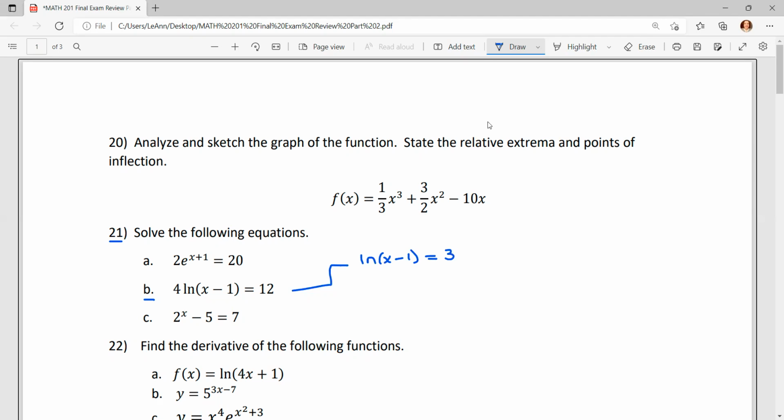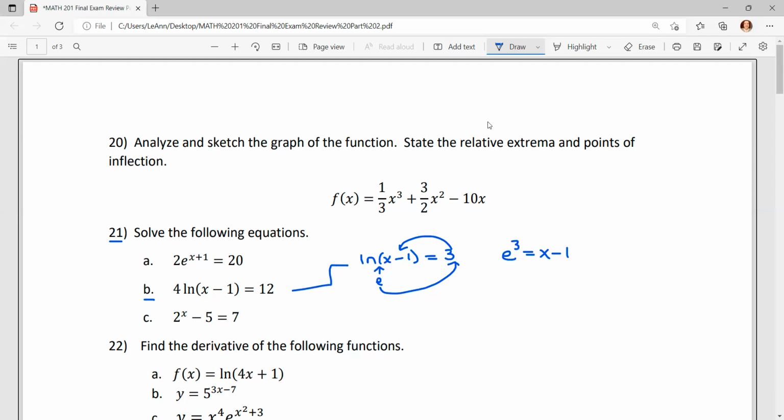Then we have to remember that this is a hidden base e here. Remember, this is log base e. So when you're converting a natural logarithm that is equal to a number to exponential form, we know that e, the base, to the answer of the log, which is your exponent, equals the argument. So it's e to the third equals x minus 1.